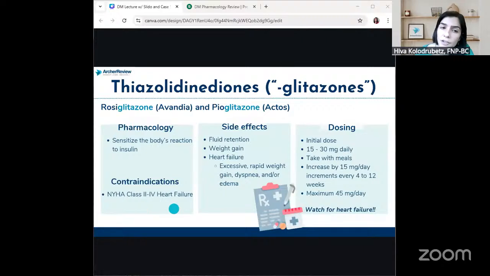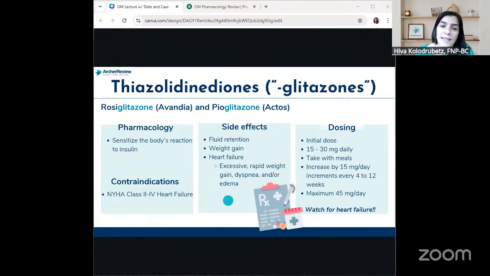So it's contraindicated in our patients with heart failure, especially class 2 through 4, because with that fluid retention, really, if you have studied heart failure yet, or maybe you're going to be studying it soon, with heart failure, we really need to be watching those fluid volumes in the heart, right? So this is contraindicated in that patient population.